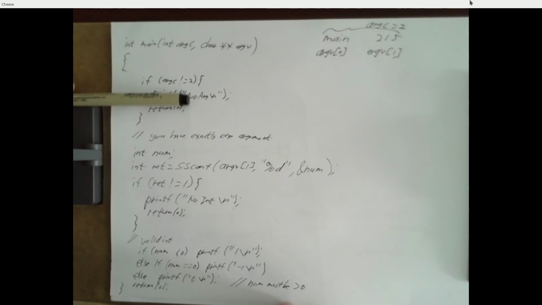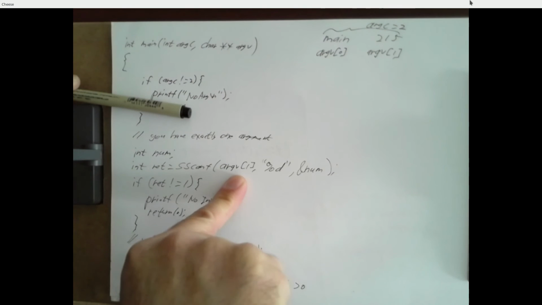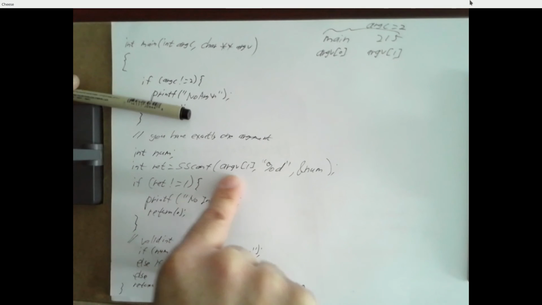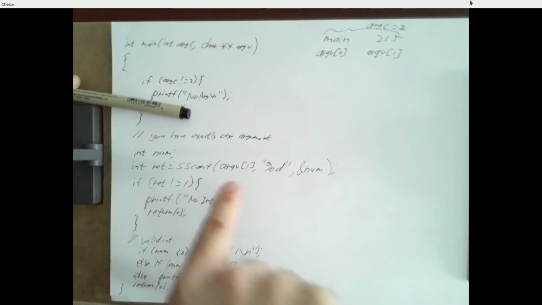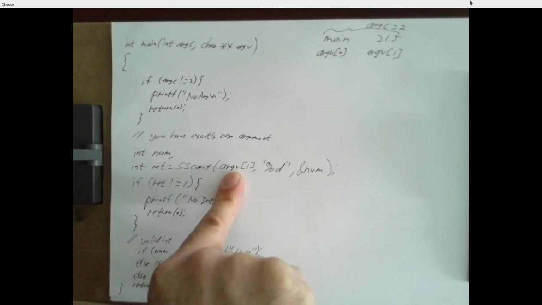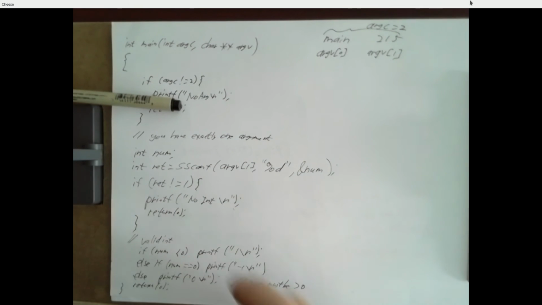If we don't have this return statement here, we risk a seg fault when we get down here. We don't have the correct number of arguments, we print an error message. Now we try to scan argv bracket 1. What if we didn't have an argv bracket 1? That's going to seg fault. Right? So either put an else statement and put this inside an else block, or kick out of your program up here.